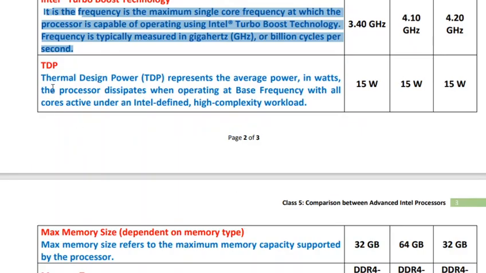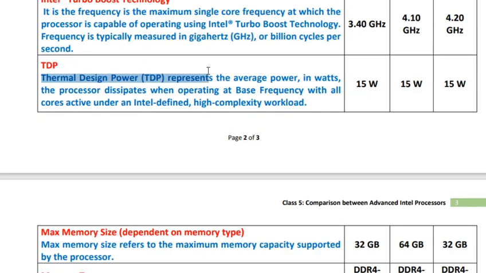So thermal design power represents the average power in watts the processor dissipates when operating at base frequency with all cores active under an Intel-defined high complexity workload. TDP, or thermal design power, basically represents the amount of power that the processor is capable of dissipating while operating at a base frequency when all the cores are active under an Intel-defined high complexity workload.